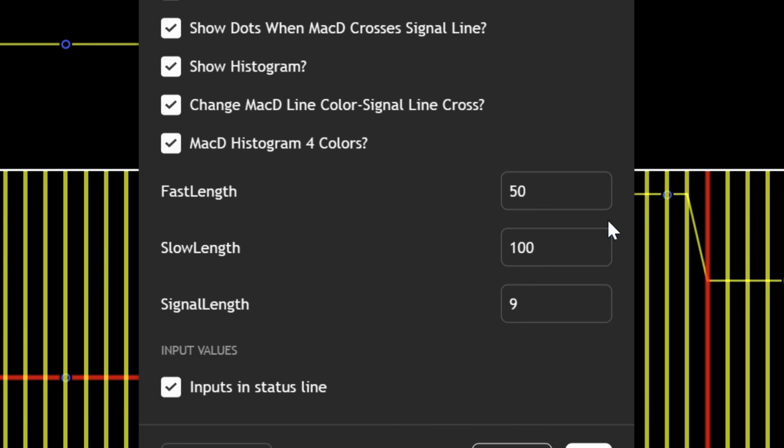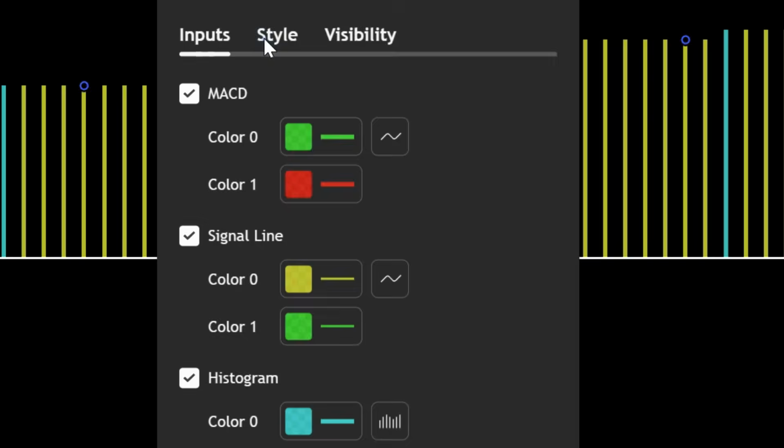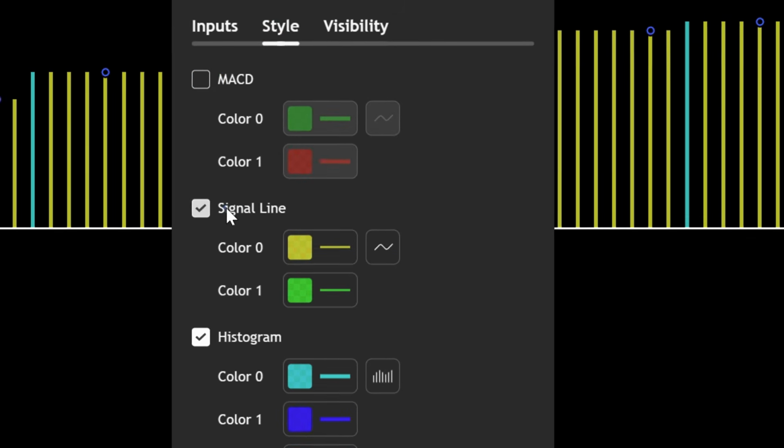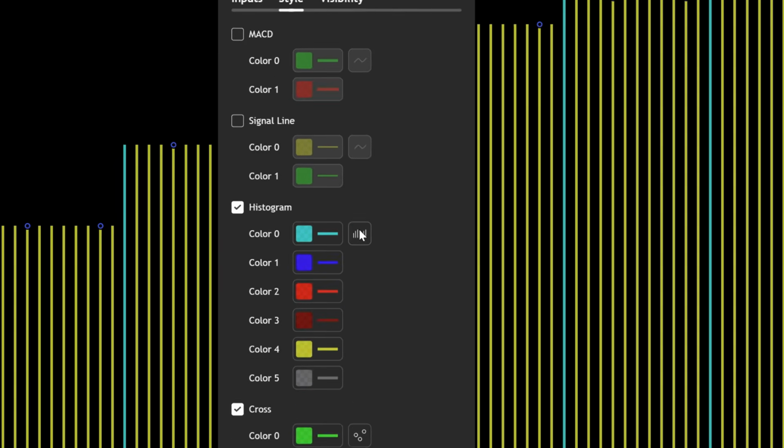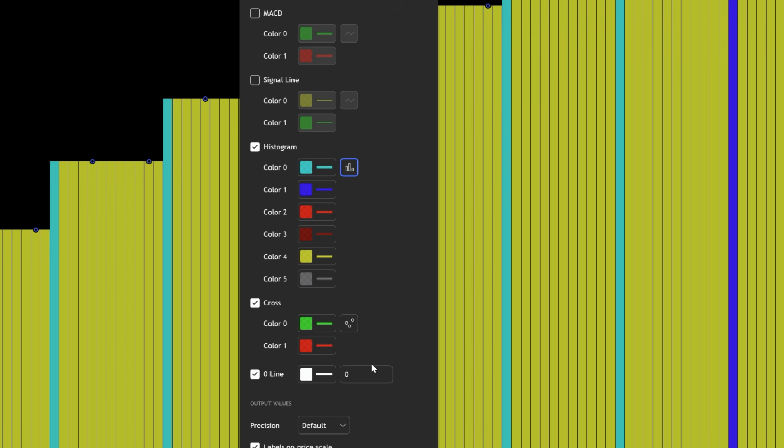Now click over to the Style tab. We don't need the lines on this indicator to clutter things for this specific strategy. Find the lines, usually labeled MACD and Signal, and uncheck the boxes next to them to hide them. Click OK to save your settings.